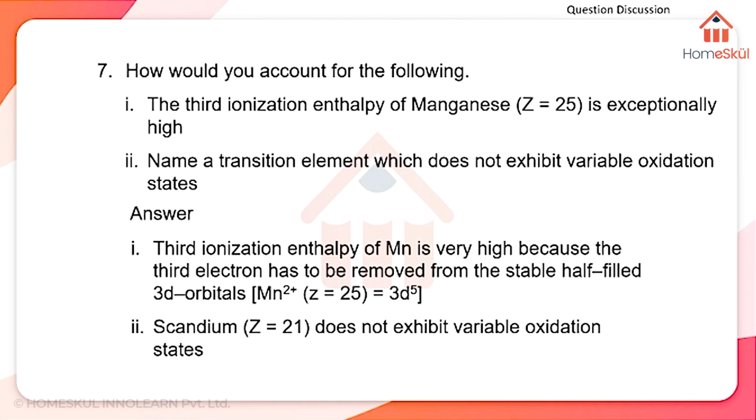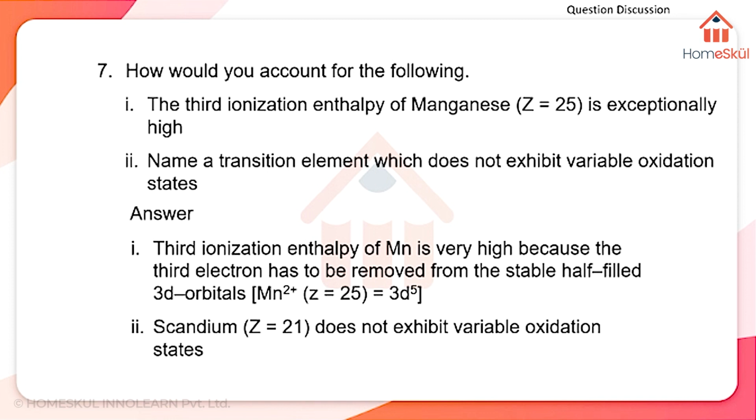So the effective nuclear charge in actinoids will be greater. So that is why actinoid contraction is greater than lanthanoid contraction. Okay. Now here comes our seventh question. How do you account for the following? The first one is the third ionization enthalpy of manganese, atomic number 25, is exceptionally high.